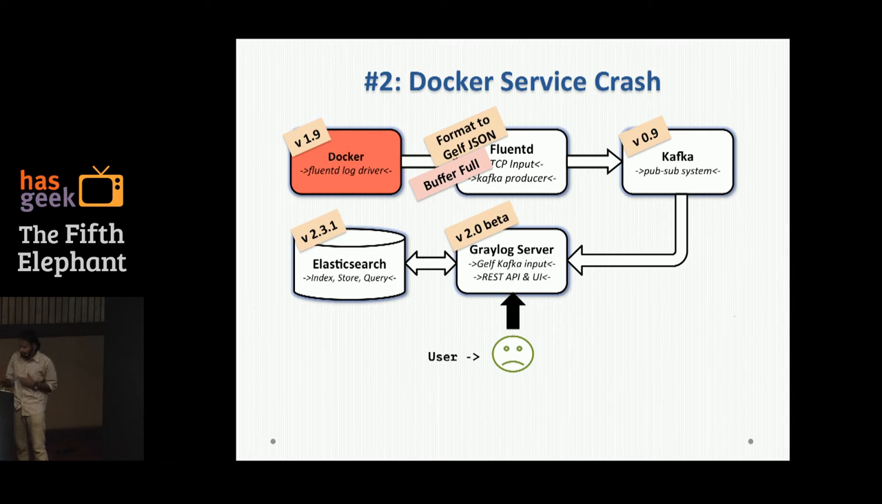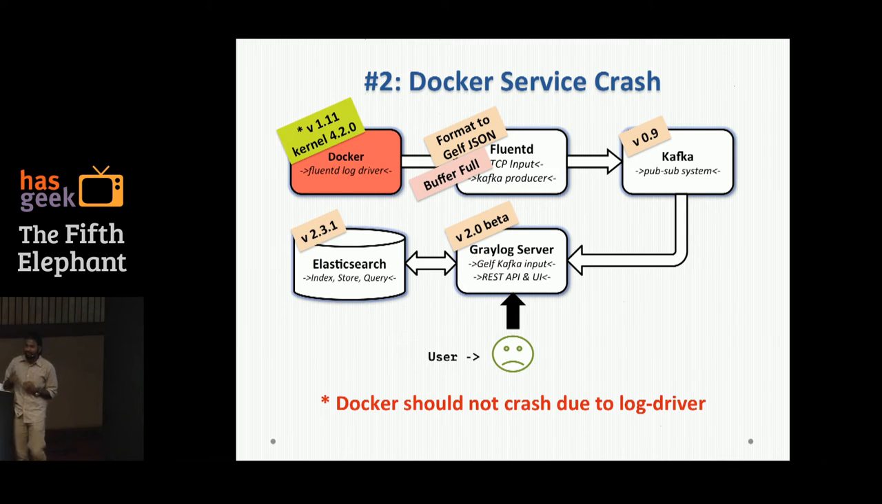So we thought probably we should upgrade. We read some articles and upgraded to the latest version of Docker. We also read a few articles which suggested upgrading the kernel to 4.2. We did all that, but now instead of crashing every 4 hours, it was crashing every 5 hours. But the problem is still not solved.